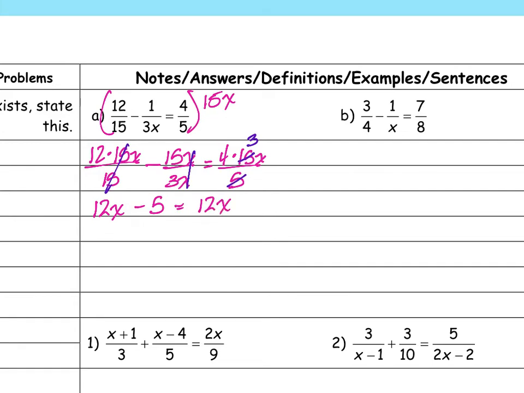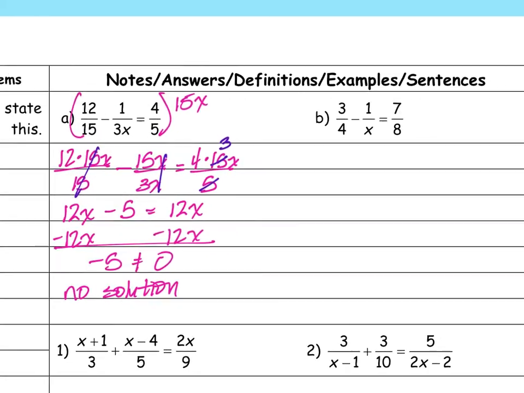Subtract 12x, and I get negative 5 equals 0, which is not true. So that is no solution. Yeah, perfect. Questions? Okay, you guys are awesome.